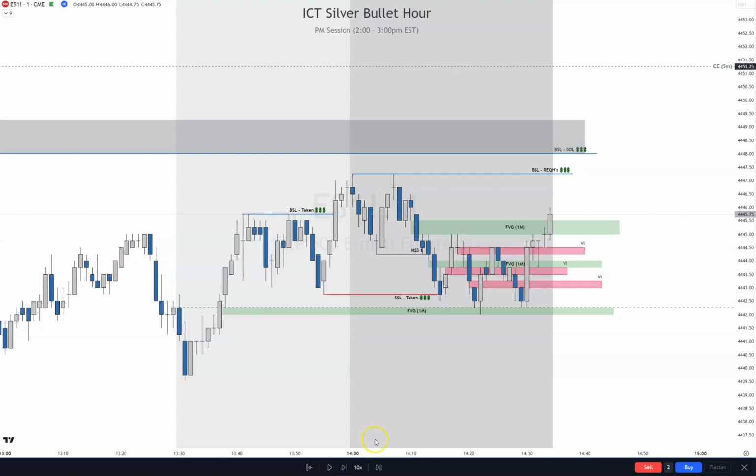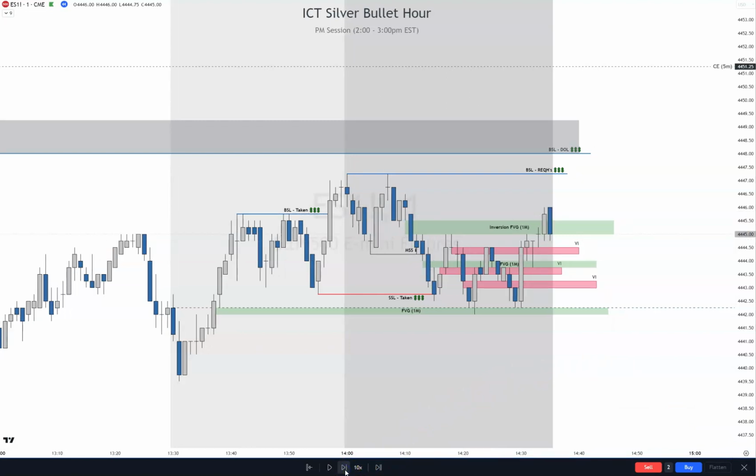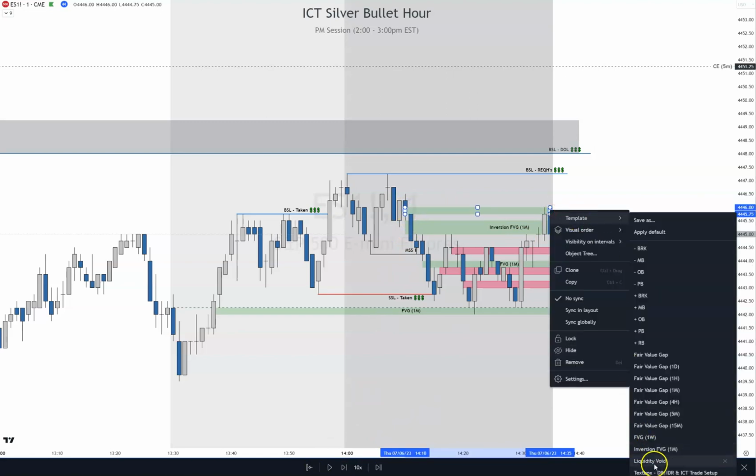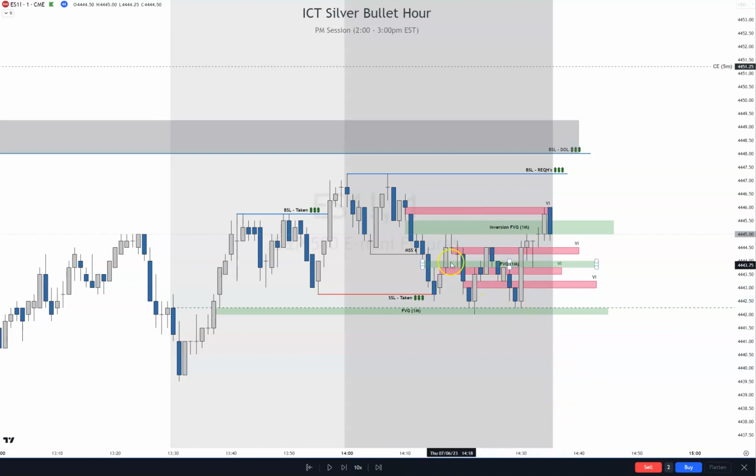Okay, that helps. So now this could be an inversion fair value gap, right? Let's change that to inversion fair value gap. Let's see how it's being respected. So you could take a trade there. But we're respecting this volume imbalance here, so I'm not 100% sold yet because there's this volume imbalance here. So I'm just kind of watching. It didn't respect anything over here. It came down, but it stopped right here.